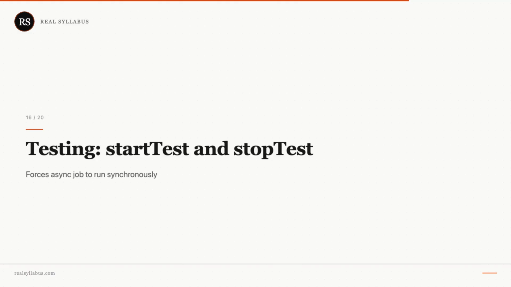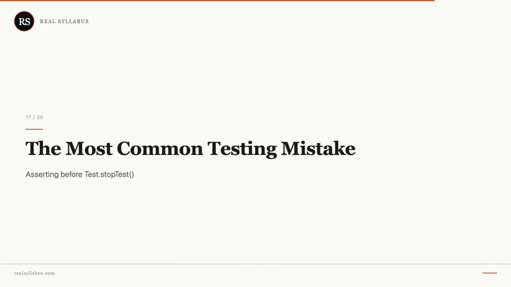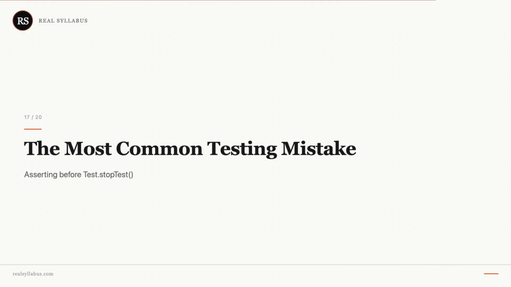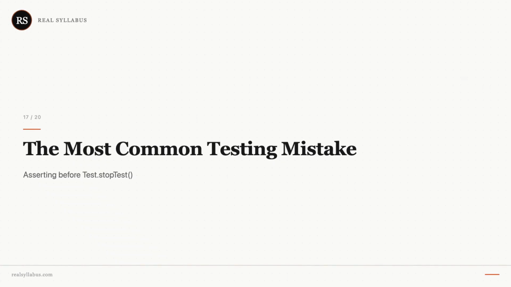That's the complete pattern. The most common mistake when testing a Queueable is asserting before Test.stopTest. At that point, the job is queued but not executed. Your assert runs against the pre-job state, and depending on what you're checking, it either passes incorrectly or fails with a message that doesn't point to the real problem. Always assert after stopTest, never before. The second mistake is skipping startTest and stopTest altogether. Without those boundaries, the job is queued but never forced to run, and your test completes without the job having executed. Both mistakes produce tests that pass without actually verifying anything.